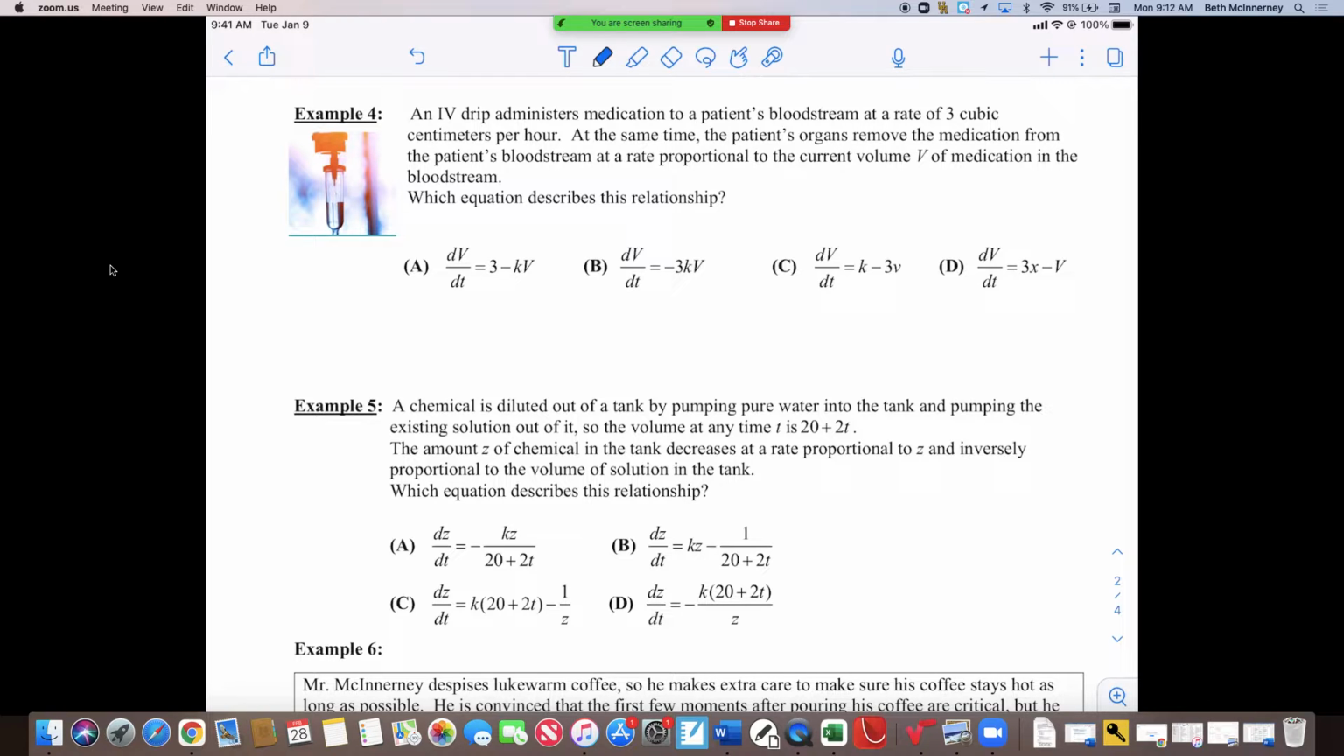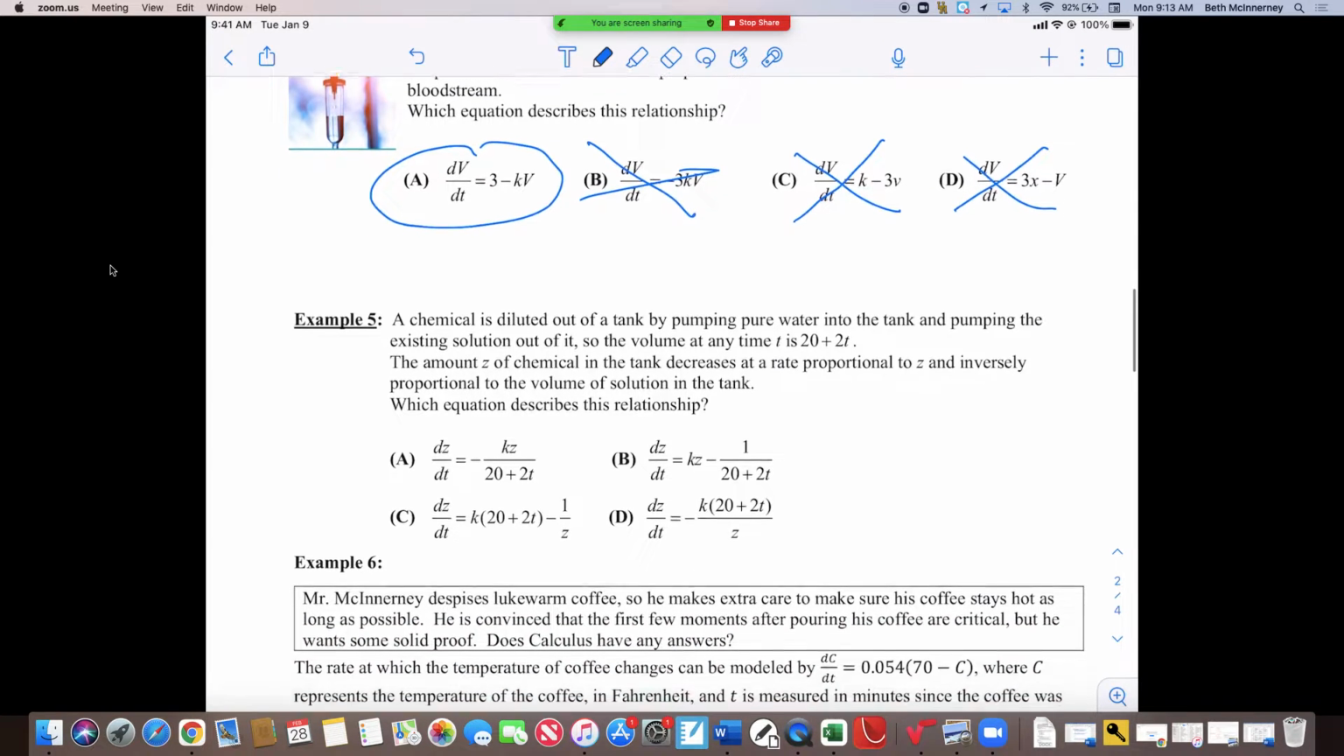So can we agree it definitely couldn't be B? Okay, it definitely can't be B. Because you're putting in at 3 and then subtracting off your volume. So then it's actually not C, and it's actually not D, it's letter A. So you're putting in just at a flat rate of 3 and then subtracting at a rate that is proportional to the volume. So that was letter choice A. All right, let's try another one.